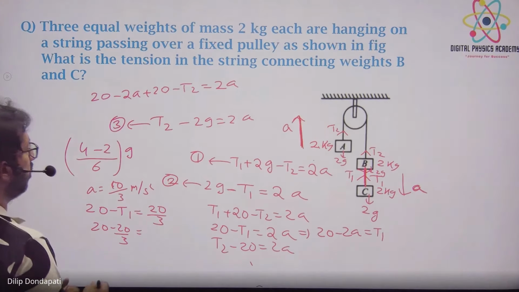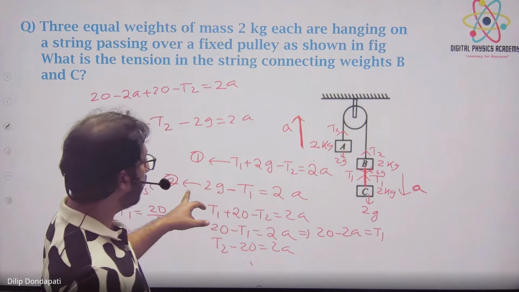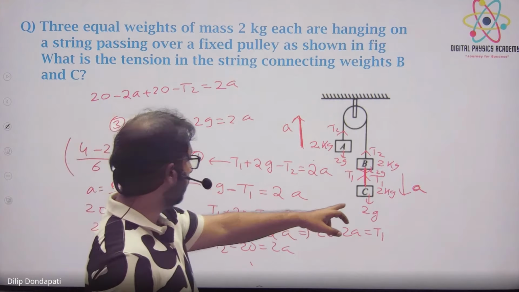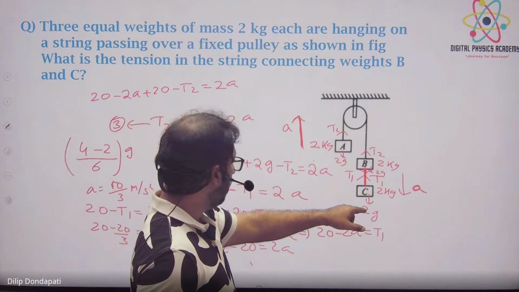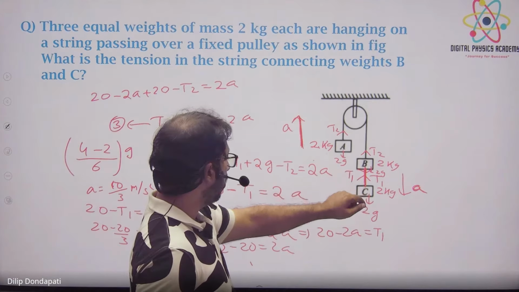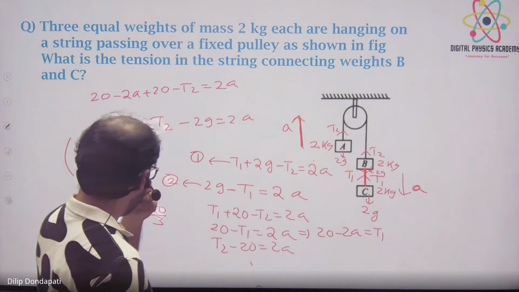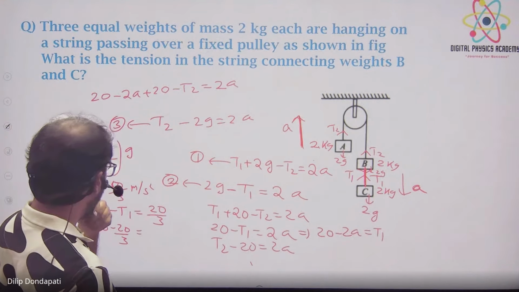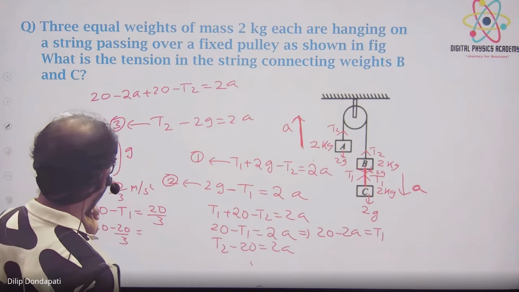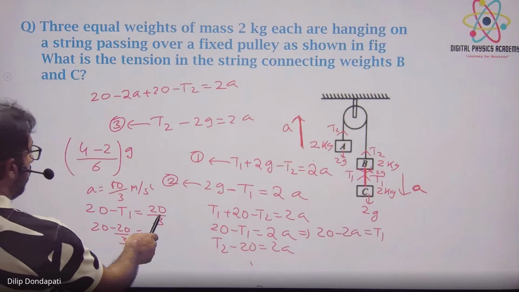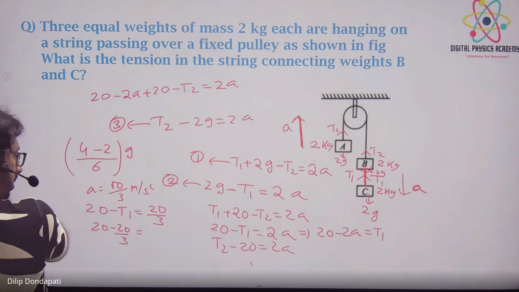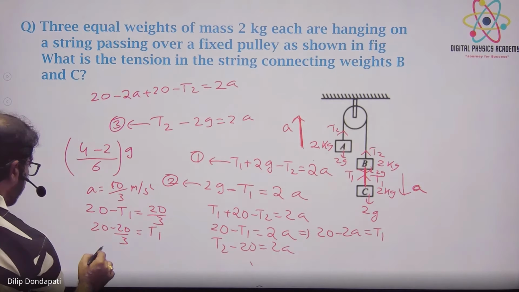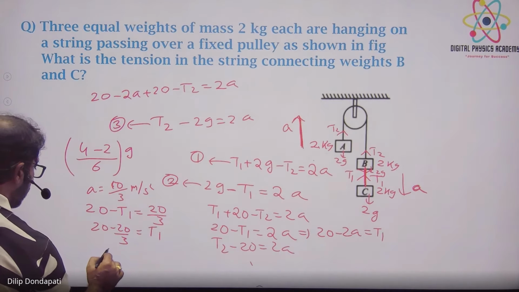So look at the equation of T1 once. In the second equation, whichever one we used, T1 is for the 2 kg block, right? 2g minus T1 is equal to 2a, correct. So 2g is 20, minus T1 equal to 2 into a, right? 20 by 3: 60 minus 20 is 40 by 3, correct. So according to this, 60 minus 20 is 40 by 3.